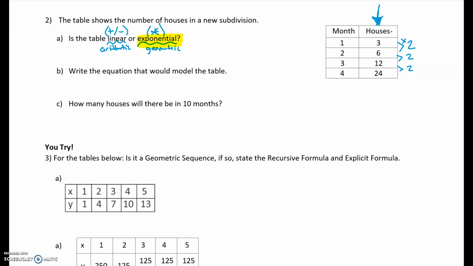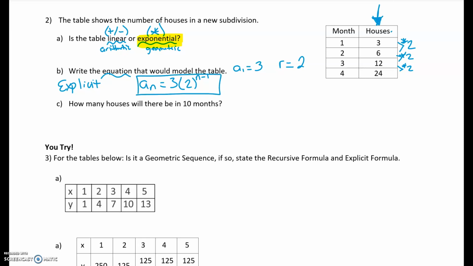Okay, because we're multiplying by the same thing every single time. I probably should put over here that it's multiplying so you guys know it's multiplying by the same thing every time. So let's write an equation that would model the table. So when I'm asking for an equation, I mean the explicit form. Okay, so that means we need the first term, which is 3, and we need the common ratio, which here is 2. So a sub n equals the first term, which is 3, times your common ratio, which is 2, to the n minus 1 power. Okay, so this is our equation.